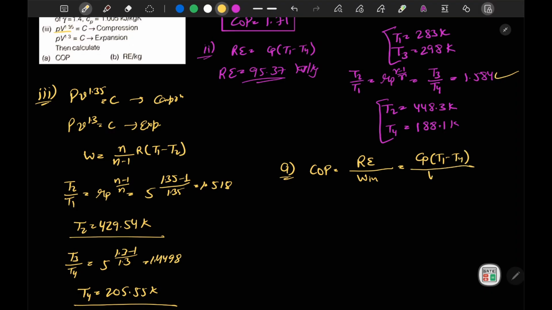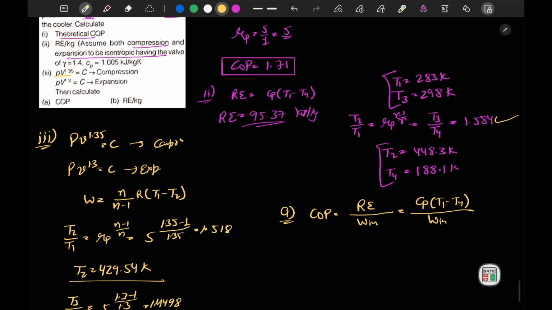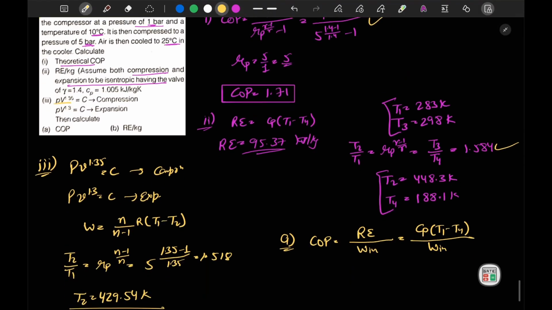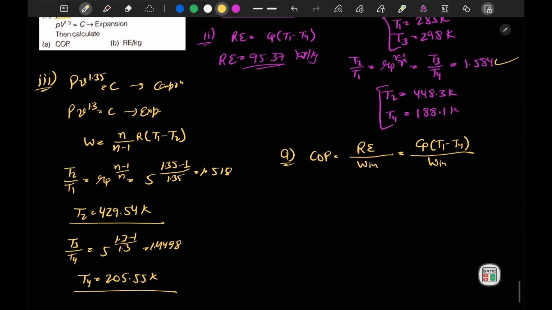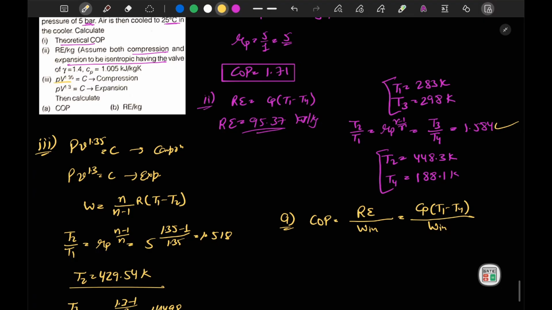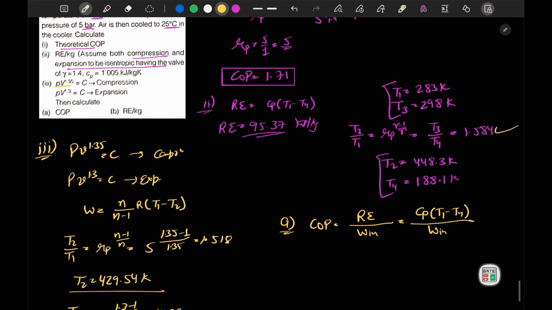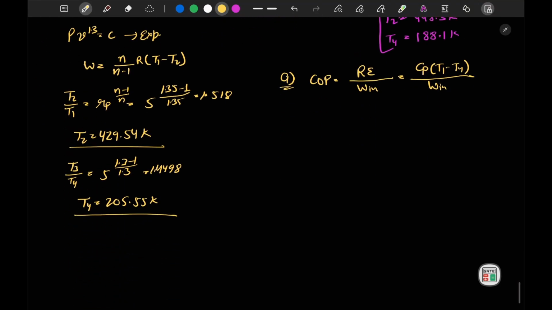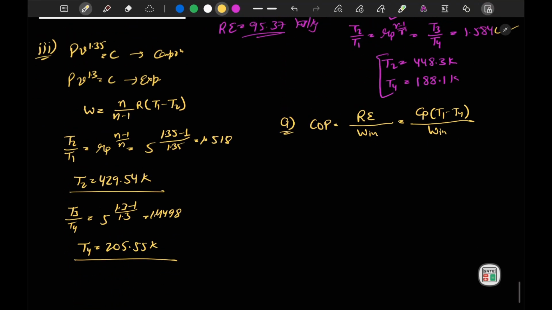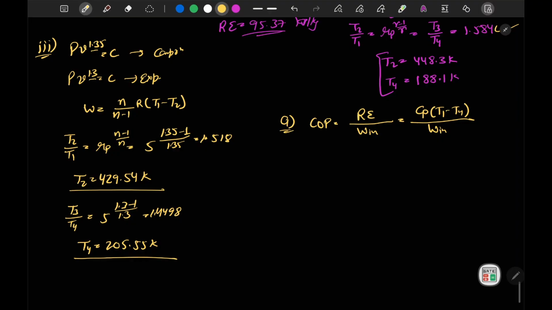Now for work input, if it was a case of isentropic processes, we could directly write it in terms of temperature. In the last question I think we have done it: we calculated the work input to the compressor on the basis of temperature, separated both, and obtained that expression. But here, since the processes are not isentropic, we have to use this work formula.